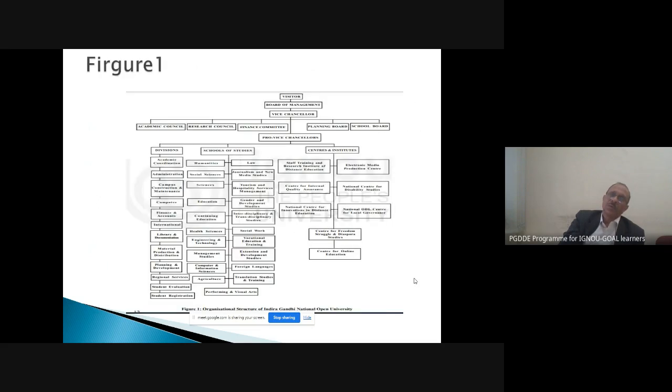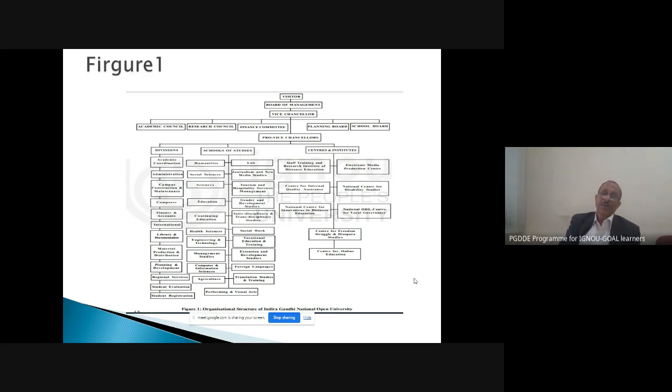Broadly, we have the structure of the university, it looks like that. Hope you are able to see it. The visitor of the university is the President of India.